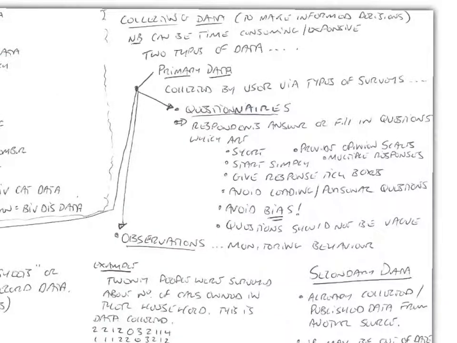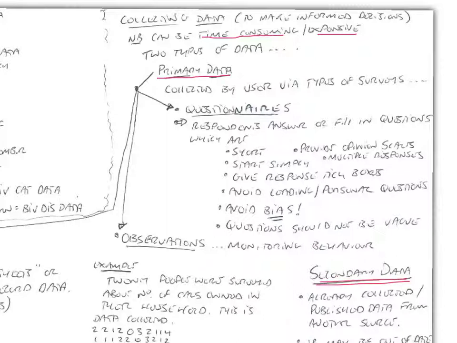So we collect data to make informed decisions, and we just note first of all that in collecting data, it can be time consuming and it can be expensive. It depends, of course, on which method you use to collect the data and how you collect it. Okay, so there's two types of data that we can collect. There's primary data and secondary data.